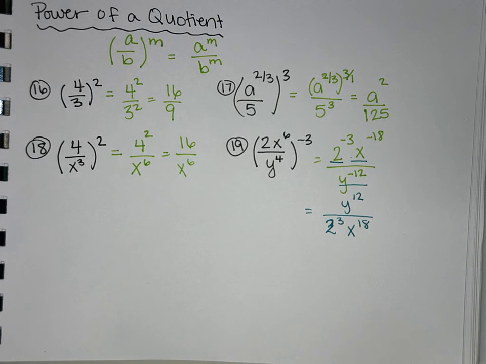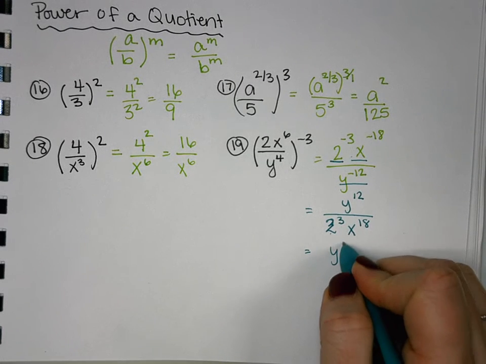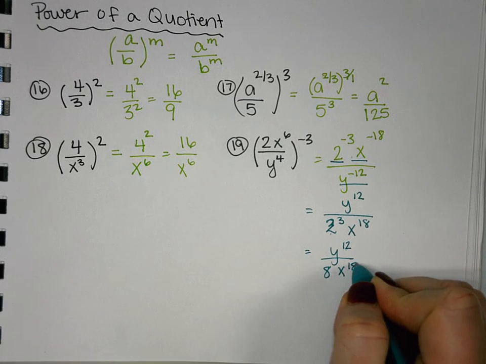And then the last step here would just be to figure out what is 2 to the third. And that's 8. And that would be your final answer.